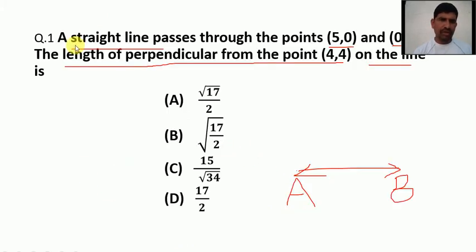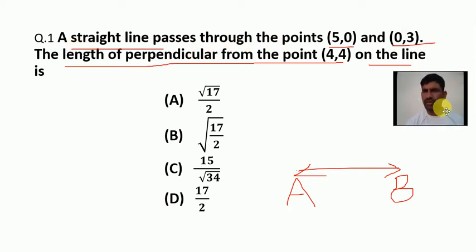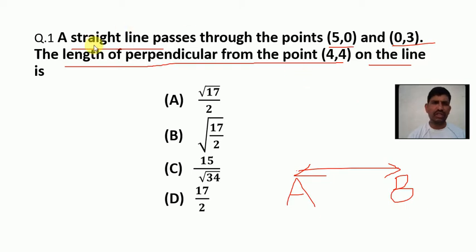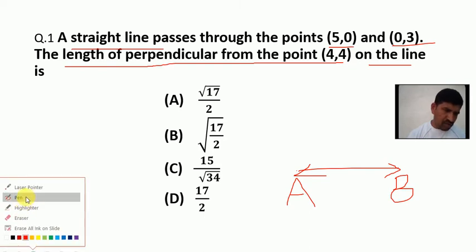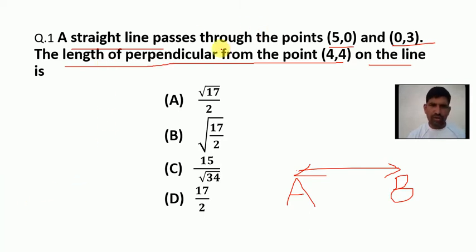Now we are taking the question. Today we are taking questions from the chapter straight lines. A straight line passing through the points (5, 0) and (0, 3).